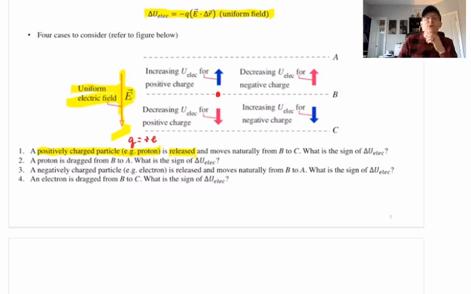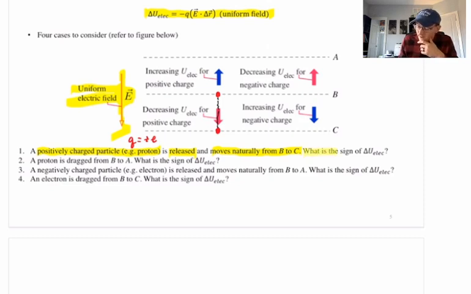You see which way it's going to move naturally because of the electrostatic force? Look at the direction of E. What's the direction of F electric on our proton? Did you say down? Same direction as E, because the proton is positively charged. So when I let go, the proton will move naturally from B to C, this way, and end up passing through point C. But I'm just going to look at B to C.